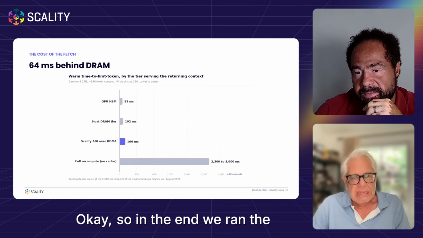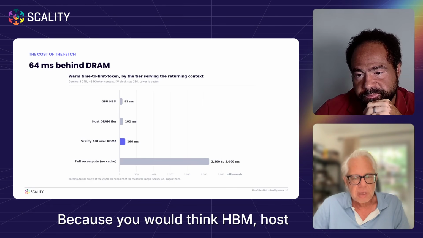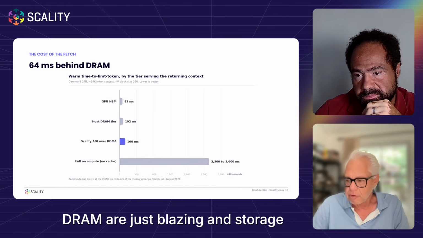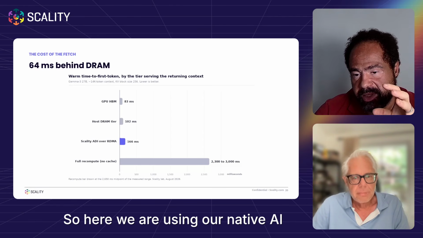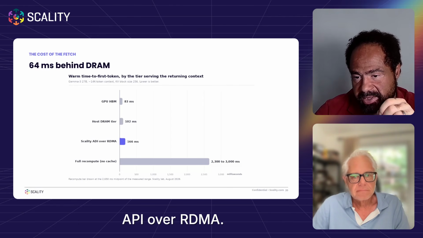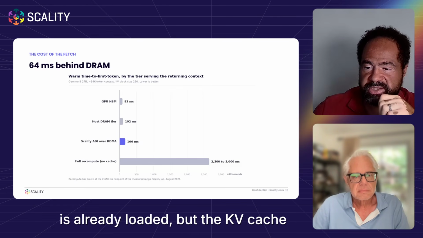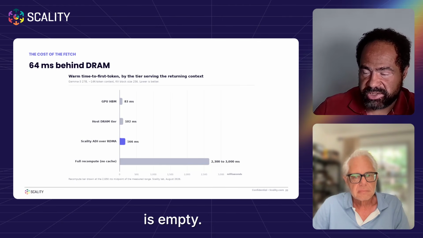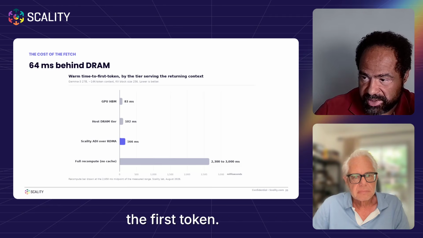Okay, so in the end, we ran the tests and got a pretty striking result. Because you would think HBM and host DRAM are blazing and storage is going to be way behind, but it's not that far behind. So here we are using our native AI API over RDMA. And in that case, with Scality ADI, the time to first token, so the model is already loaded but the KV cache is empty, you have to load the KV cache and then generate the first token. And that's what we measure.